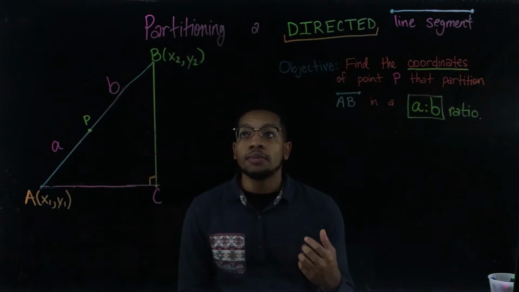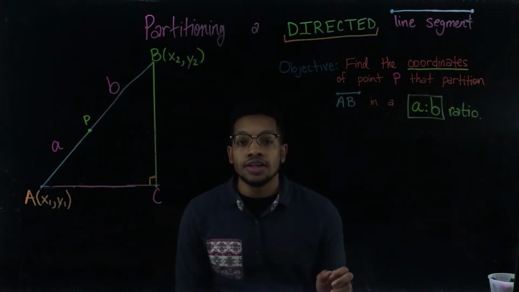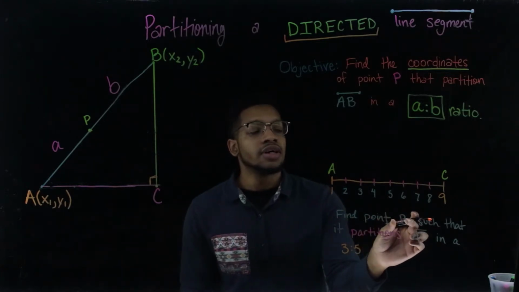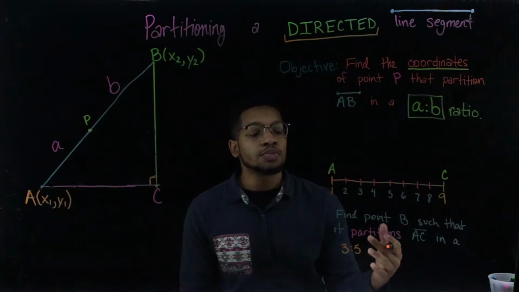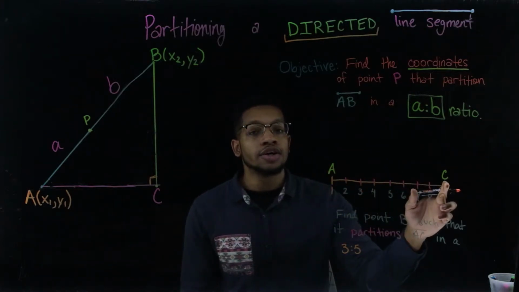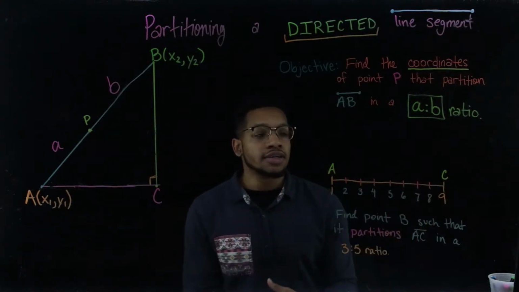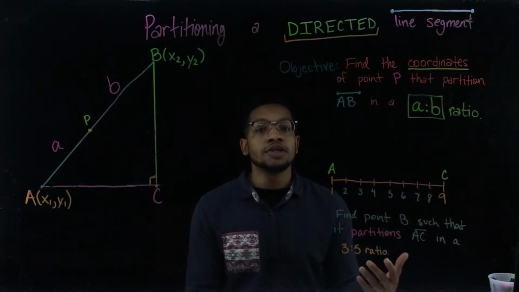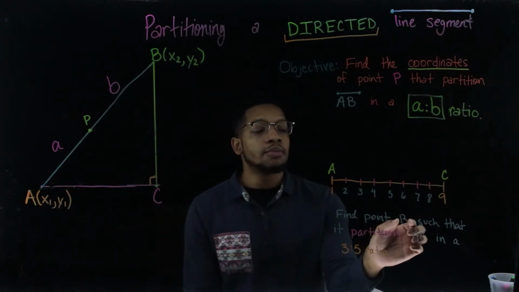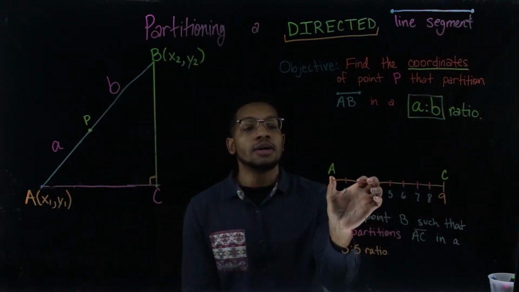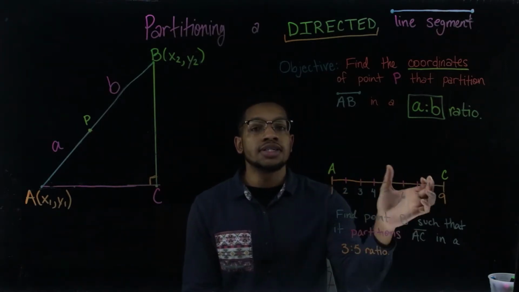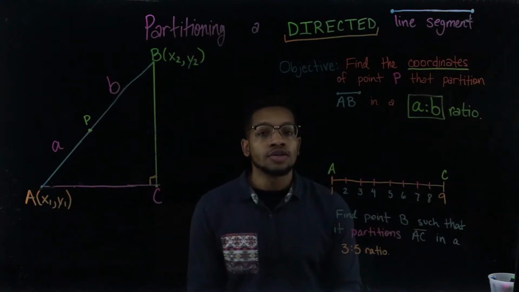Before we get into this, I want to be clear about what I mean by partitioning a line segment. What we're trying to do is figure out where point B is, such that it partitions, or splits, segment AC in a 3:5 ratio. From A to C is split up into some equally spaced amount of parts, and we're trying to find point B such that the number of parts from A to B is 3 parts, and the number of parts from B to C is 5 parts. So in total, there are 8 evenly spaced parts.